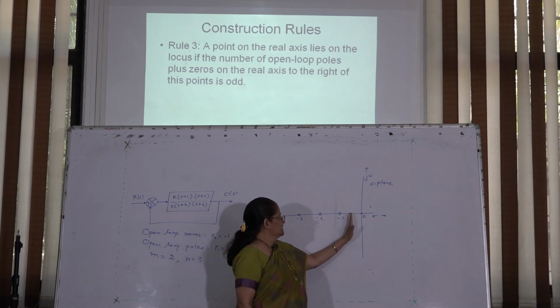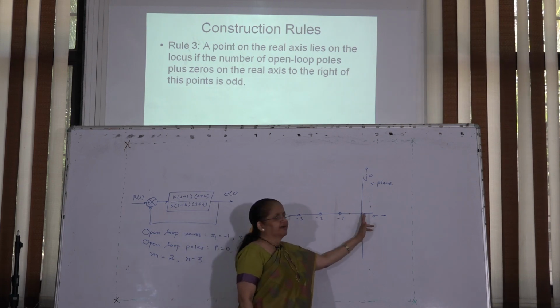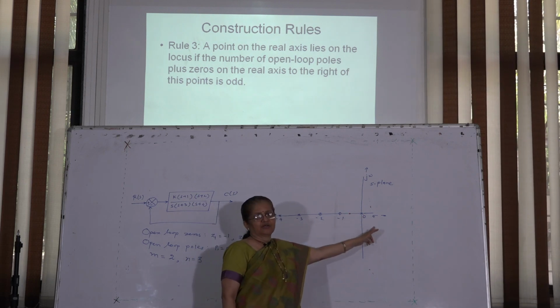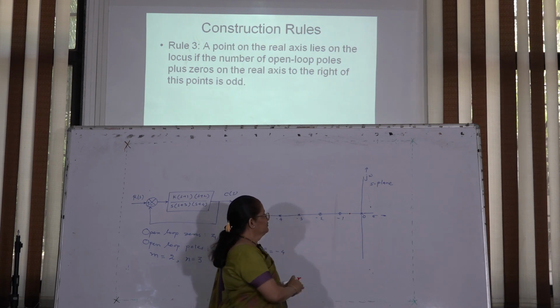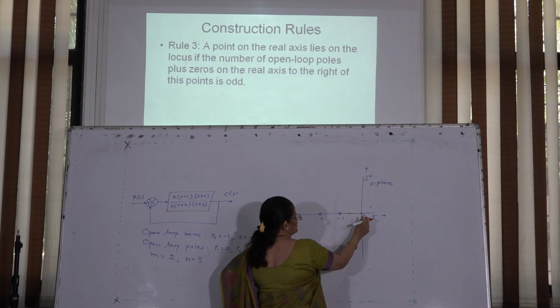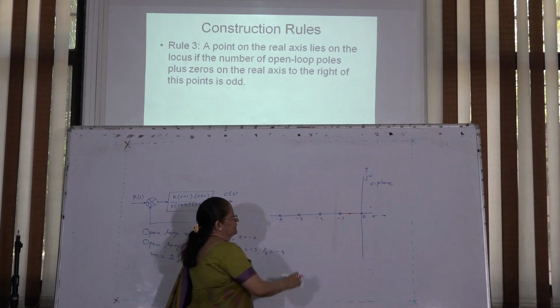How many poles and zeros are to the right side of this? 1. So, it is odd, meaning this will lie on the root locus. So, from minus 1 to 0, it will lie on the root locus because only one pole is there.